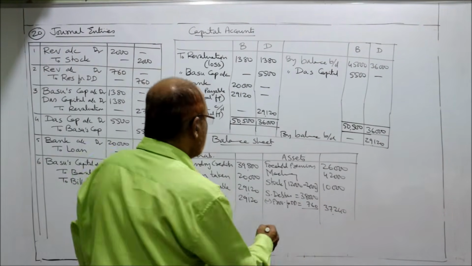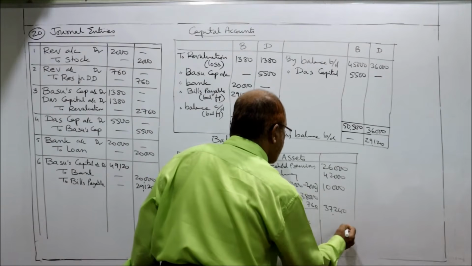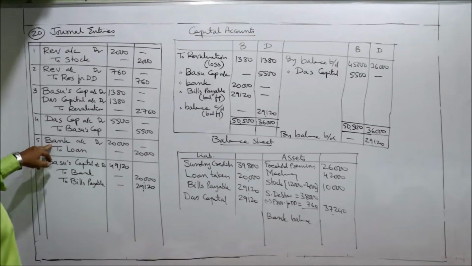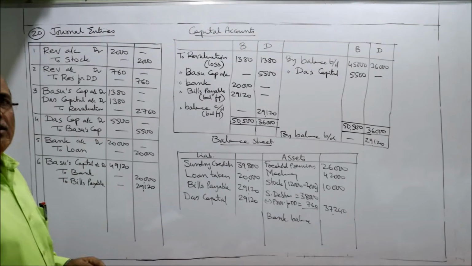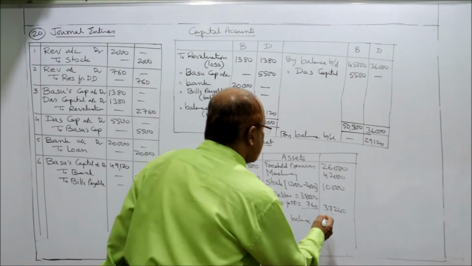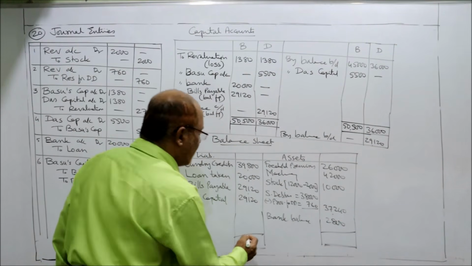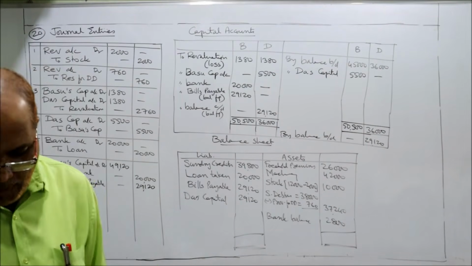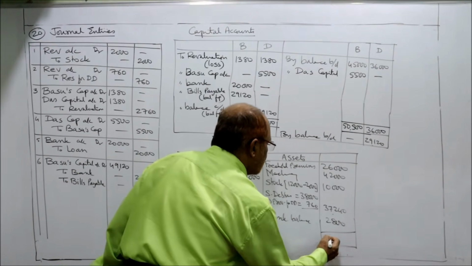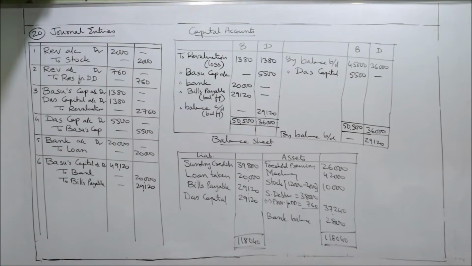37,240 is the bank balance. Bank balance will remain same 2,800 because here we have debited one bank account 20,000, again bank account credited by 20,000. बैंक में 20,000 रुपए आए और 20,000 रुपए चले गए तो उसका मतलब सेम बैलेंस 2,800. Now you can find the total of the balance sheet. 1,18,040. This is the total of the balance sheet.